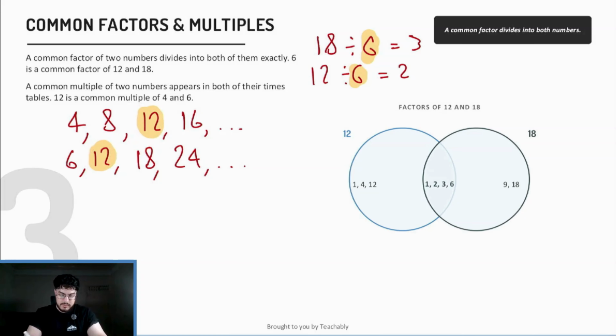Okay, so if we look at the factors of 12 and 18, we can actually draw a Venn diagram, and this is going to be very important for later topics like HCF and LCM.